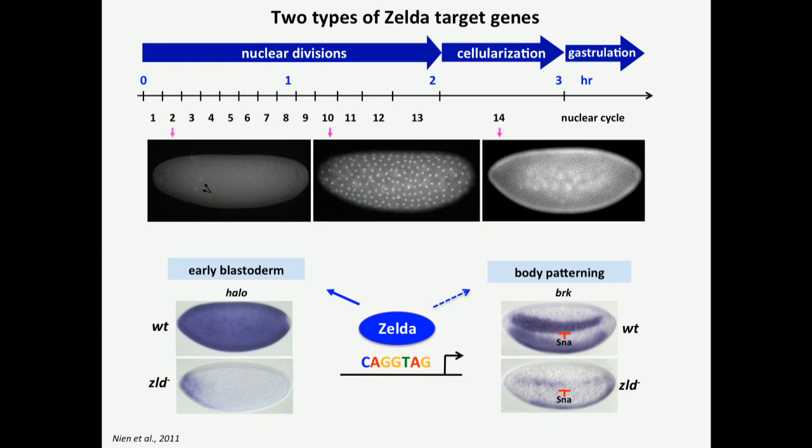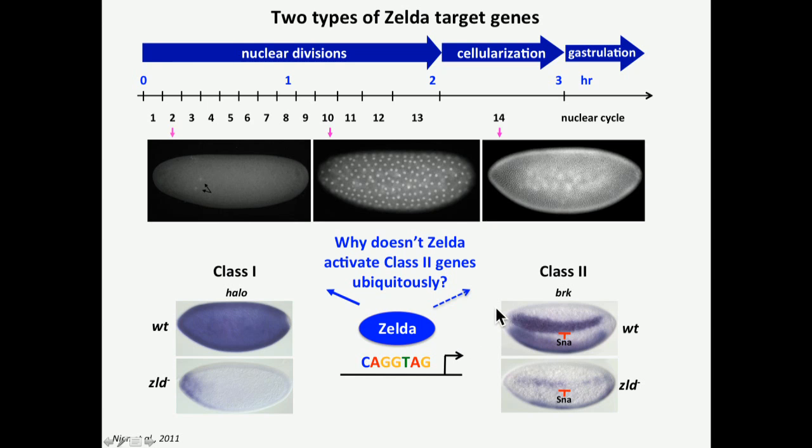Okay, so there are many genes that fall into these 2 types of Zelda target genes, and so we refer to these as class 1 and class 2 genes. And one question that's been bugging me for quite a while is, why can't Zelda actually activate class 2 genes ubiquitously, like it can activate class 1 genes? And so, for example, it could be all about repressors. We know that many of the GAP genes, for example, are repressors. We know for the DV genes, the neuroectoderm genes, snail in the ventral region acts as a repressor.